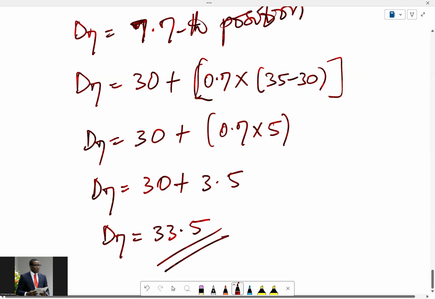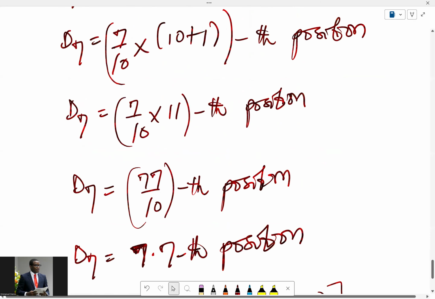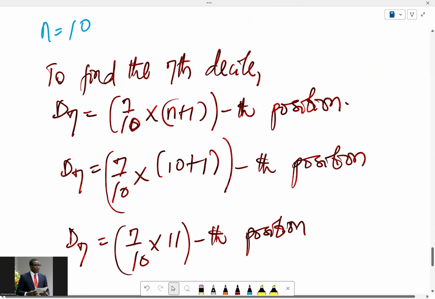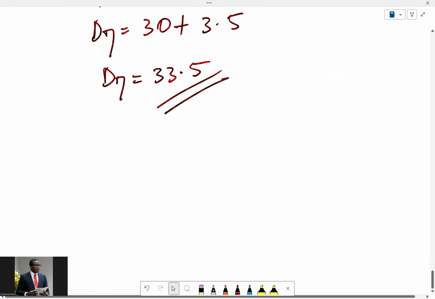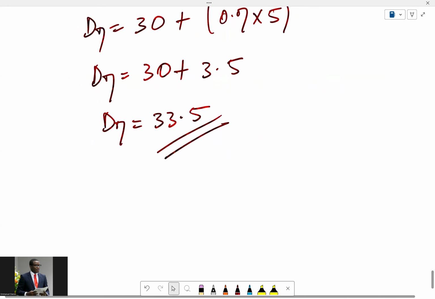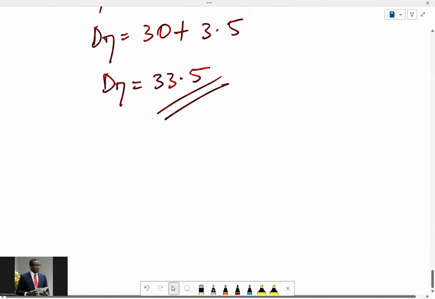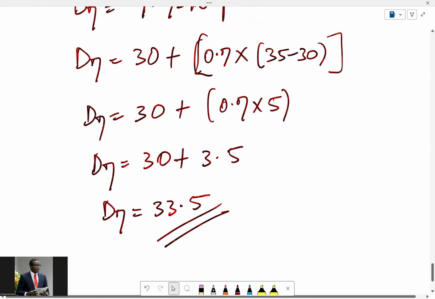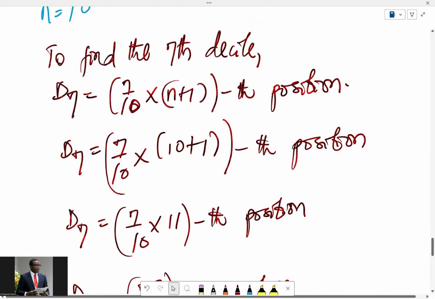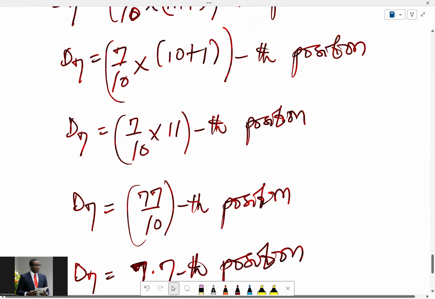So it means that if those were exam scores, anyone who scores 33.5 has performed better than 7 over 10 of the whole population, which is the same thing as the 70th percentile, right? So, I mean, that means the performance in the exam was really not so good. So that is how to go for ungrouped data.